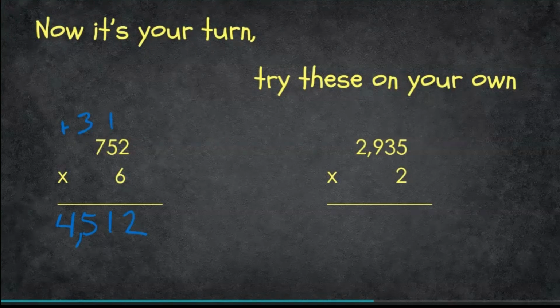All right, last one. 2 times 5 is 10. We're going to regroup. 2 times 3 is 6, plus the 1 we shifted over, 7, no regrouping. 2 times 9 is 18. That I do need to regroup. And then finally, 2 times 2 is 4, plus that 1 we moved over. That's going to be 5. There's our product, 5,870. How did you do? Hopefully you got both of them right.